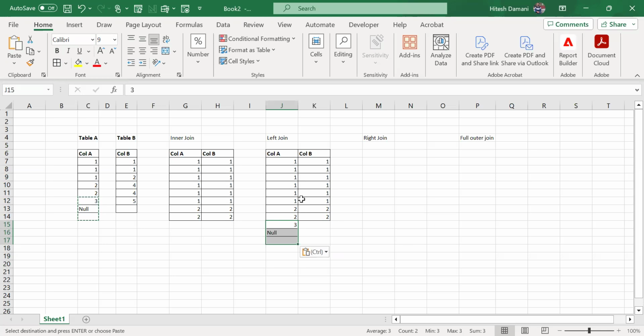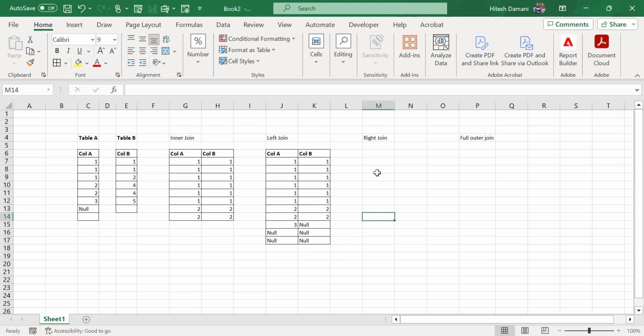Now, what do we get as the equivalent output for these three unmatching records, since these three records are not there in table B? For these three records, we will get null in table B. Since I've mentioned blank is considered as null, you will be getting null as part of your output. So this will be the result set of your left join.